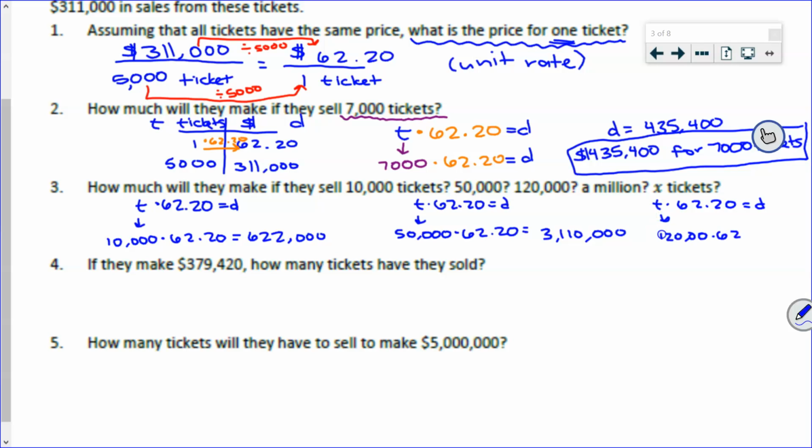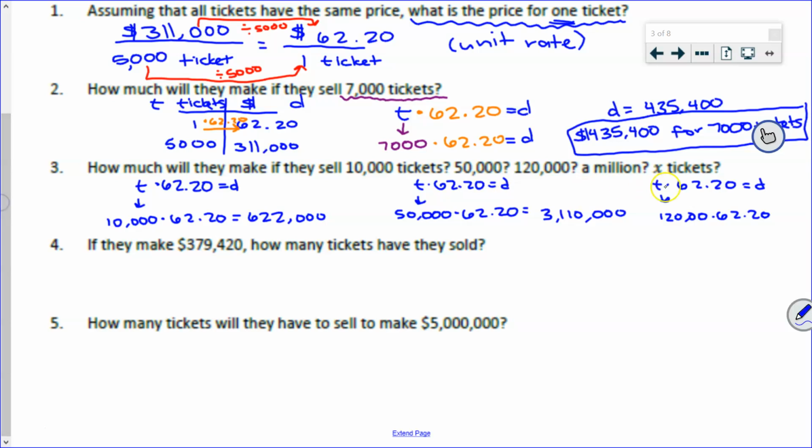$120,000. Is this the one where your calculator gave you the error? Not the error, really. Were you able to calculate this one? Okay, so what you're seeing in your calculator, let me type it in. The calculator is not actually giving you an error. It's saying that's a really big number.